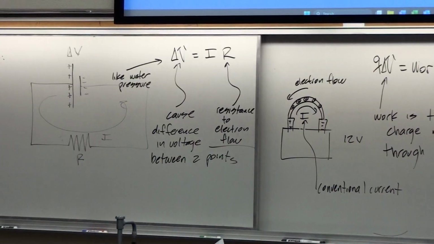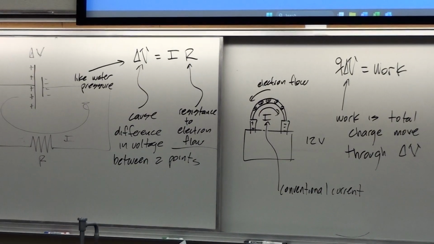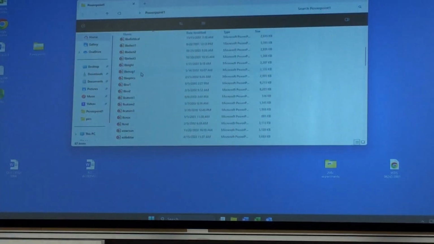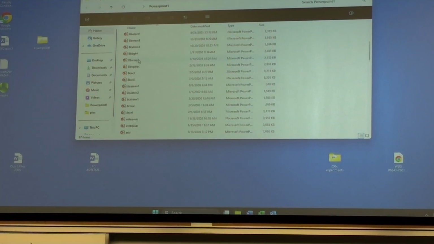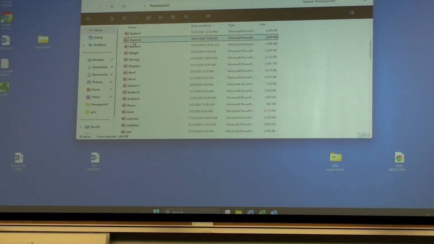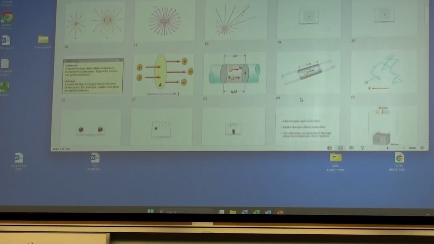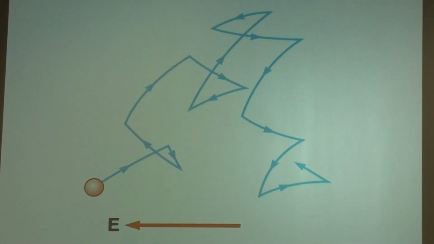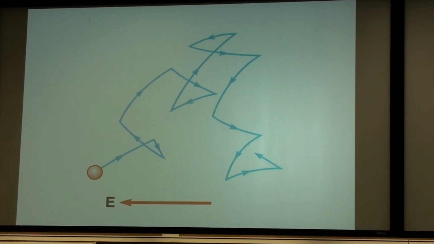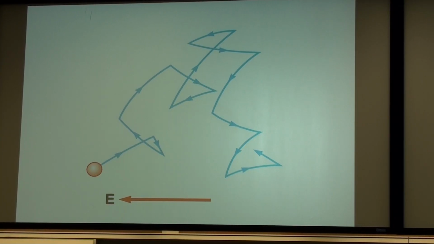Okay, and so if we were to look at an electron as it passes from one side to the other, it might follow some kind of an obscure path like this, in which the electron would be moving in the opposite direction from the electric field.